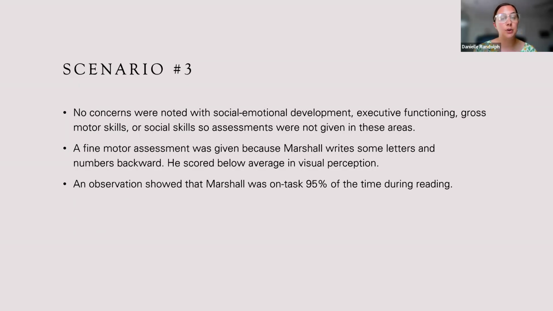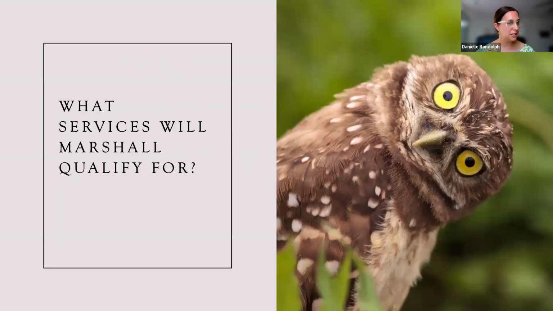There were no concerns noted with social emotional development, no issues with executive functioning, gross motor skills, and social skills were also not a concern. A fine motor assessment was performed because he does write some letters and numbers backward, and he was below average in visual perception. So visual perception is being able to see something, and then of course our eyes take it back to our brain and being able to process it and really tell our brain, what are we looking at? An observation showed that Marshall was on task 95% of the time during reading. So what services do we think that he's going to qualify for?